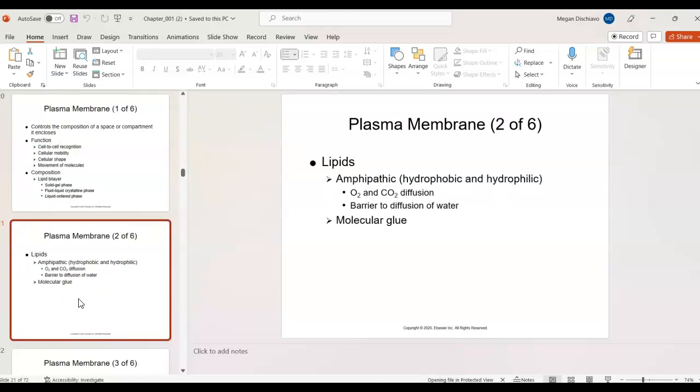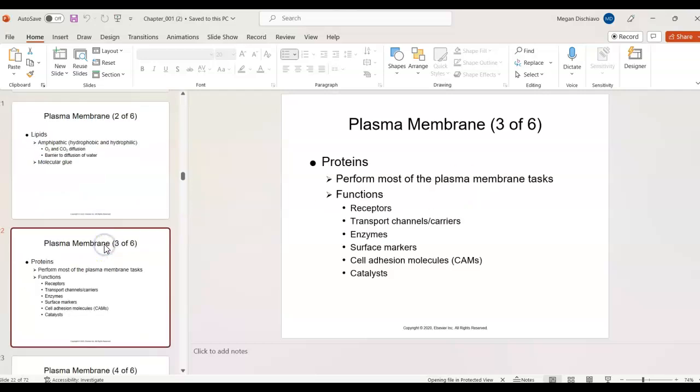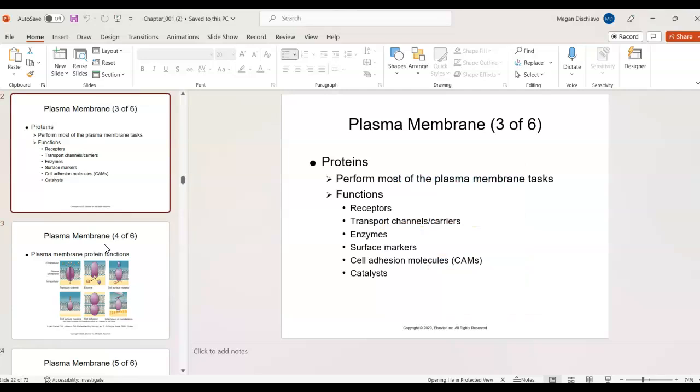Okay? Plasma membrane has a lipid bilayer. It's actually called a phospholipid bilayer. Don't worry about it. It's also hydrophobic and hydrophilic. And this makes it selectively permeable. So let me look and see if there's a picture first. Yes, there is. Okay, cool.